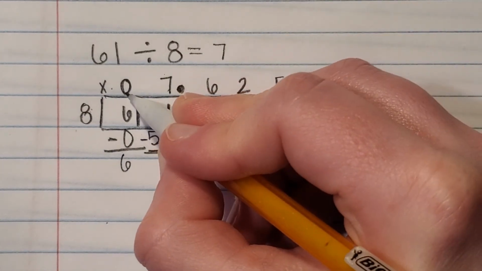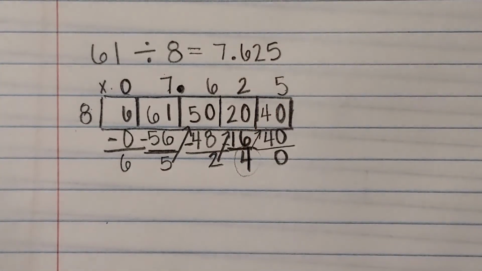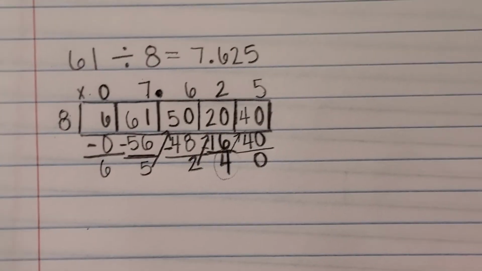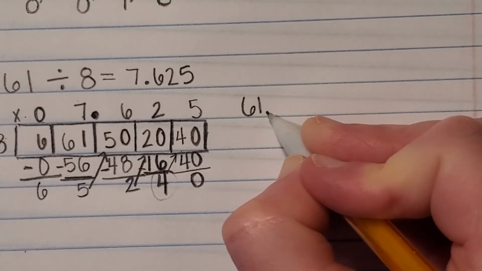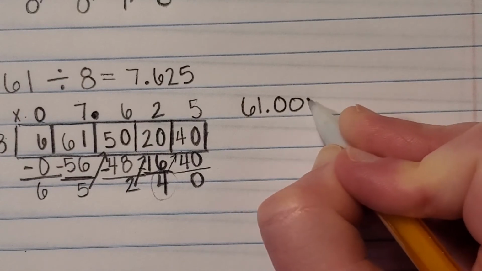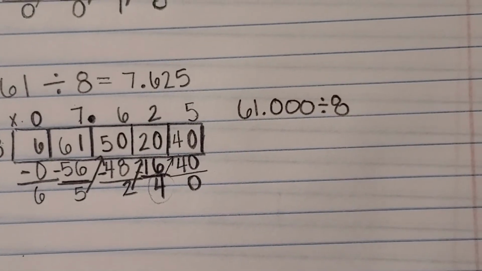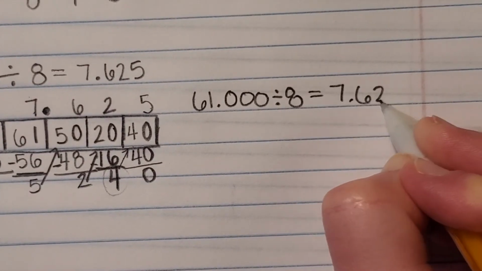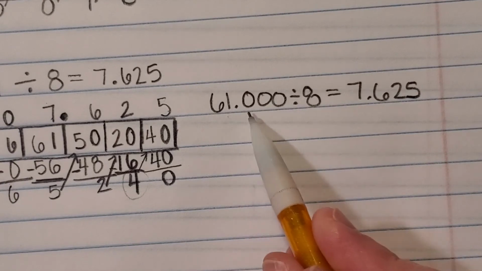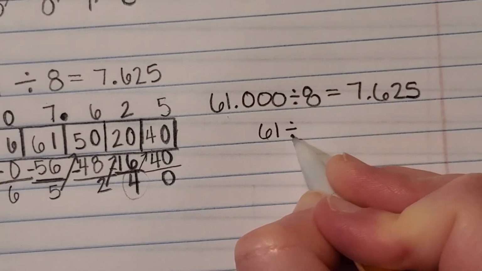I'm not going to write the 0 in front. 0.625. Really, what I ultimately divided, our division problem would actually look like this. It would look like 61.000 divided by 8. And that is equal to 7.625. But 61 with all these zeros at the end is the same as 61 divided by 8.